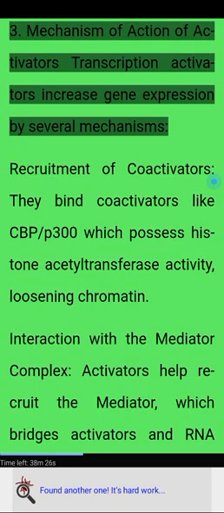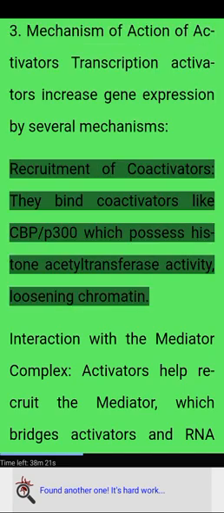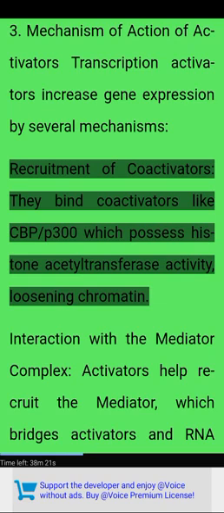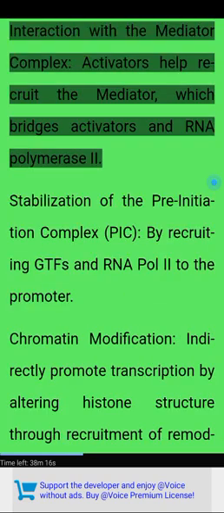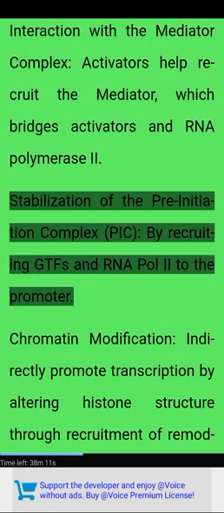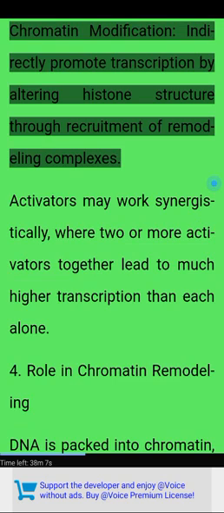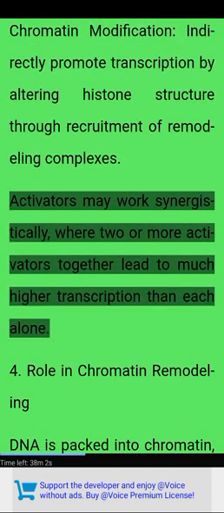3. Mechanism of action of activators. Transcription activators increase gene expression by several mechanisms. Recruitment of coactivators: they bind coactivators like CBP/p300, which possess histone acetyltransferase activity, loosening chromatin. Interaction with the mediator complex: activators help recruit the mediator, which bridges activators and RNA polymerase II. Stabilization of the pre-initiation complex by recruiting GTFs and RNA Pol II to the promoter. Chromatin modification: indirectly promote transcription by altering histone structure through recruitment of remodeling complexes. Activators may work synergistically, where two or more activators together lead to much higher transcription than each alone.